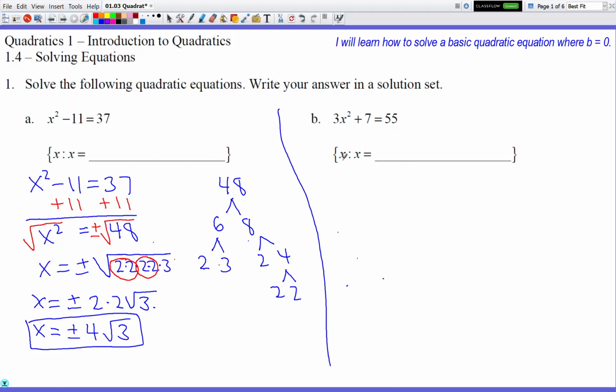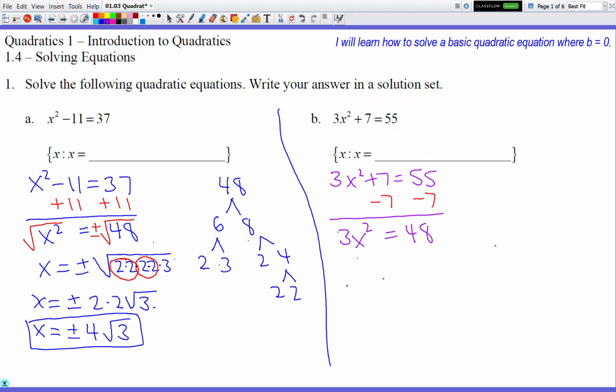So let's write down the problem so I can start manipulating it by writing things underneath. Okay, so we're going to get rid of the add subtracts. So that means we're going to get rid of positive 7. So to get rid of positive 7, we're going to minus 7. Okay, and when I minus 7, we're going to get 3x squared equals 48.